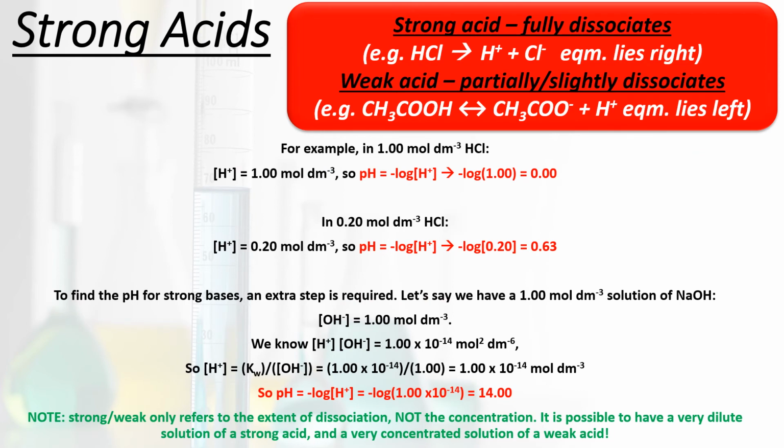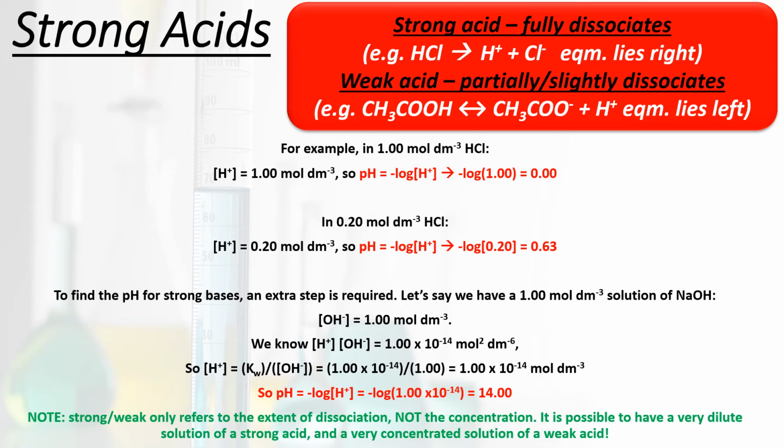Now, we can define acids as either being strong or weak. A strong acid is an acid that fully dissociates. Essentially, the equilibrium lies completely to the right. So an example of this would be hydrochloric acid. HCl exists as H plus and Cl minus. The equilibrium is completely to the right. It dissociates into its ions. A weak acid is an acid that only partially or only slightly dissociates. And so the example here is ethanoic acid, dissociating into the ethanoate ion and H plus, and the equilibrium actually lies quite far to the left. There's very, very little dissociation of those ions.